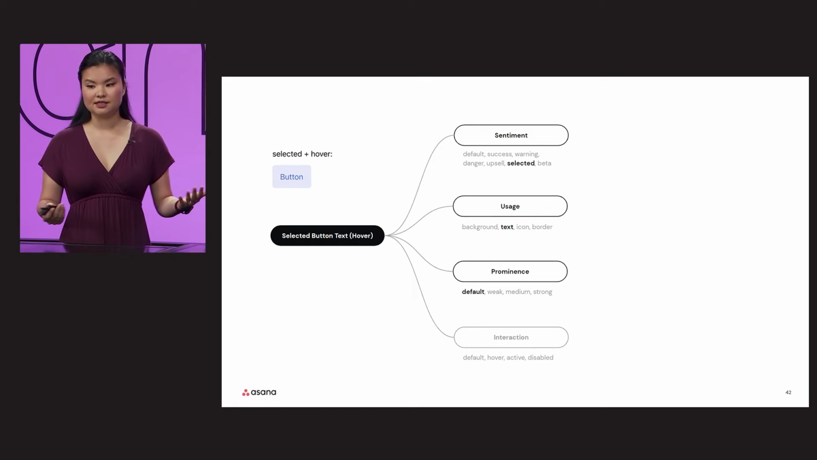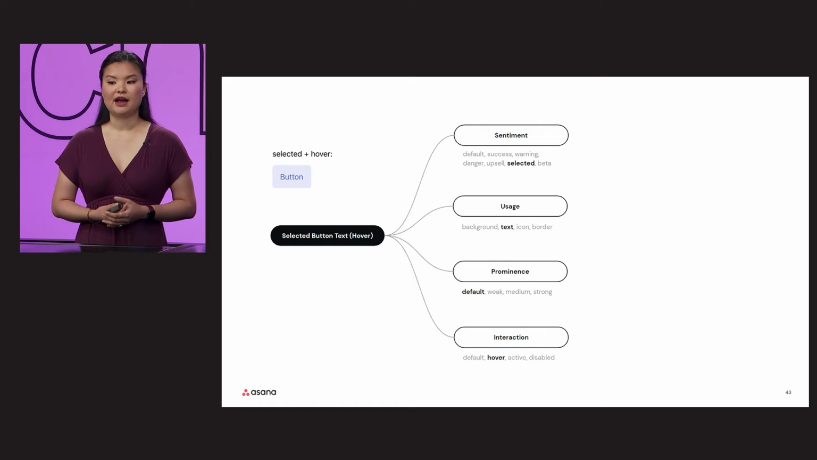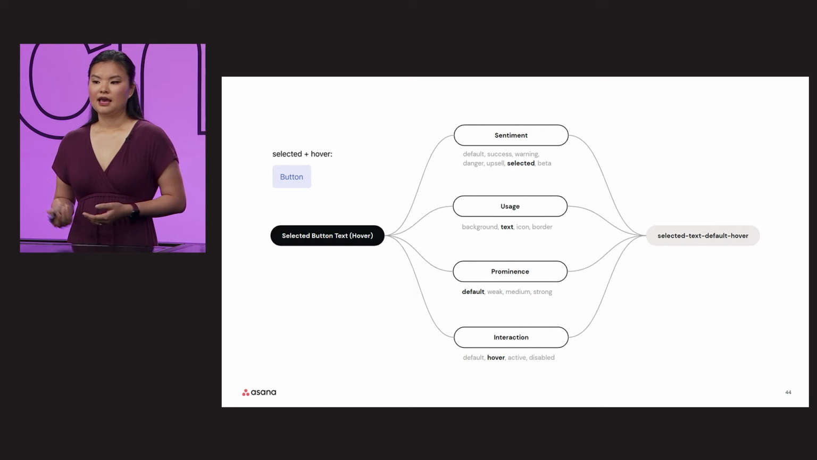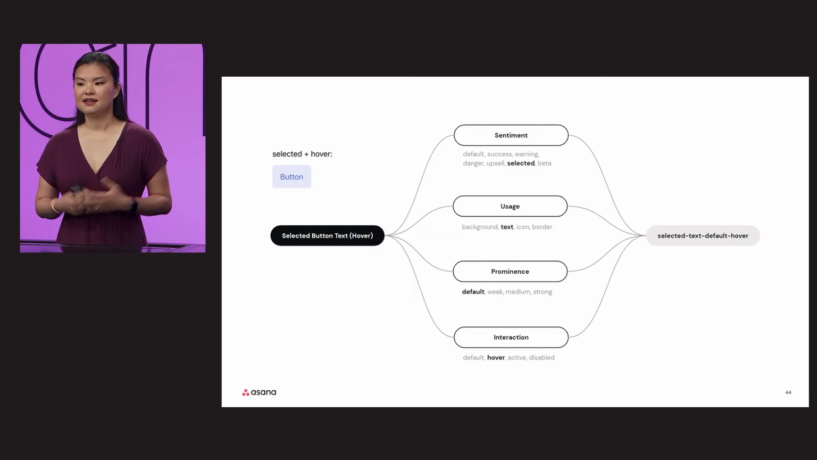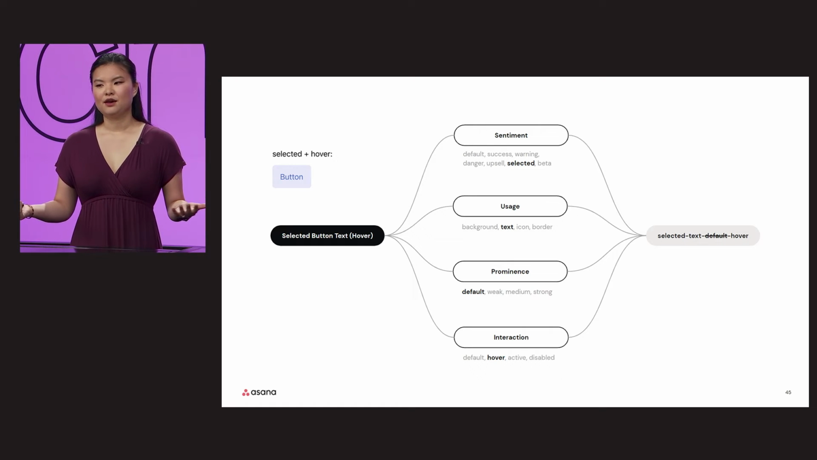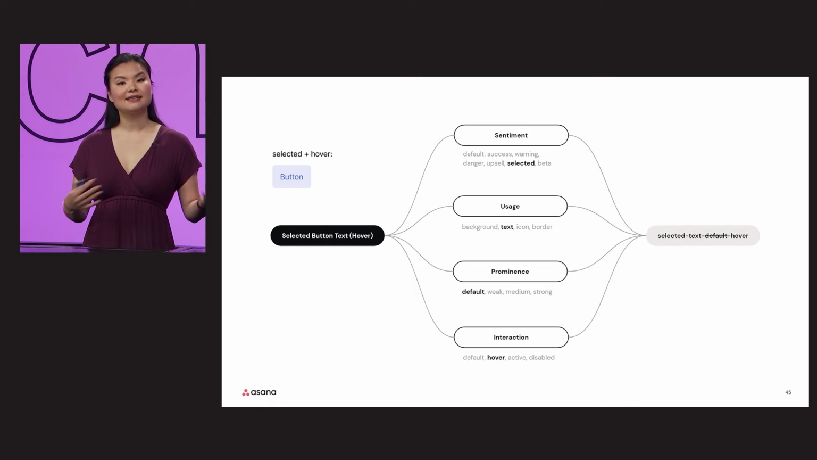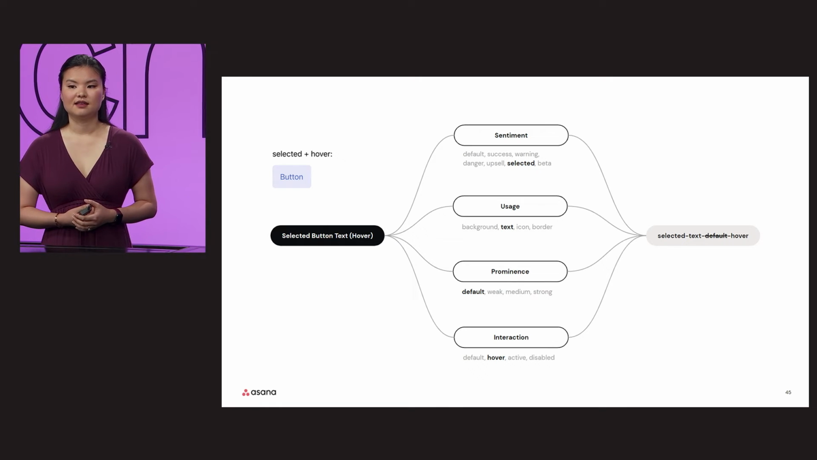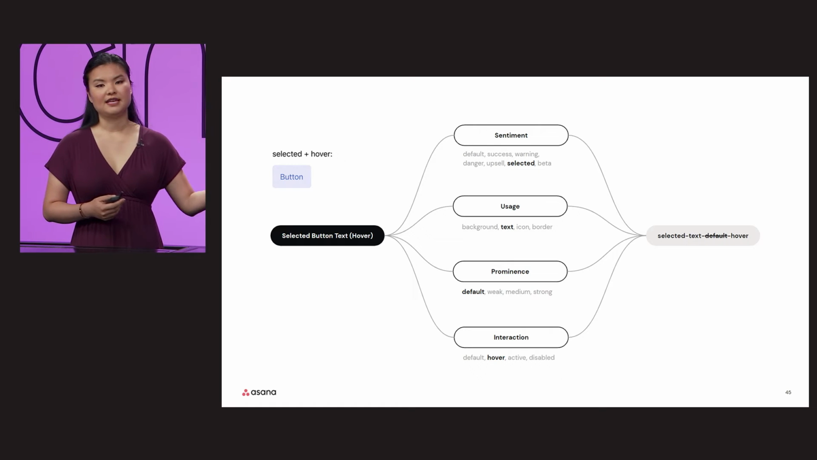The prominence is just default. And the interaction that we're trying to describe is the hover state. And so we combine these together to get selected text default hover as our name. And just for simplicity, we just omit the default. And so we would use the token selected text hover as the token to represent this text color.